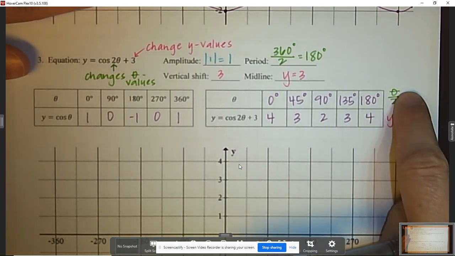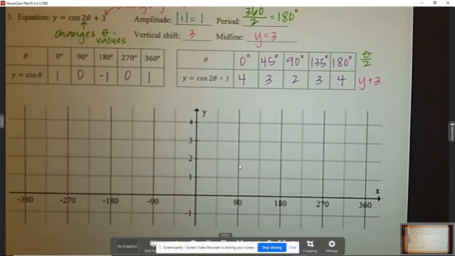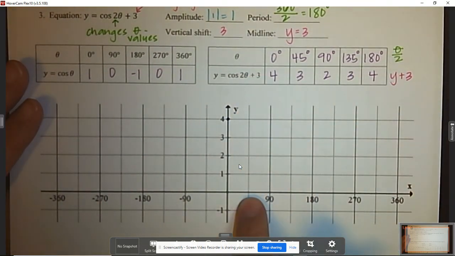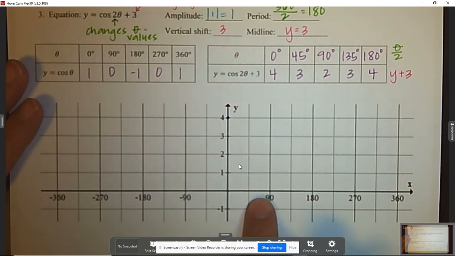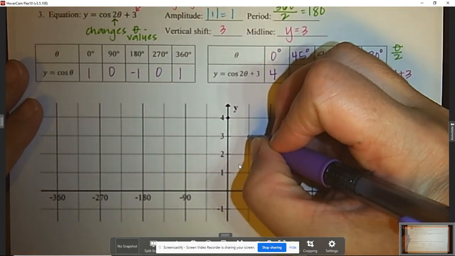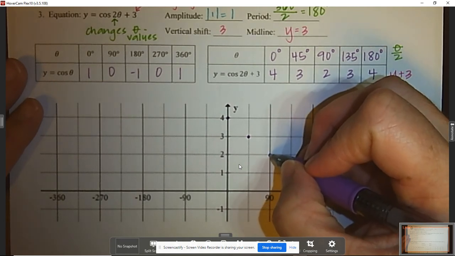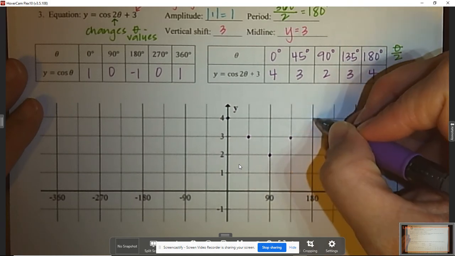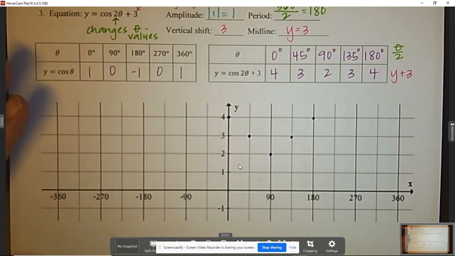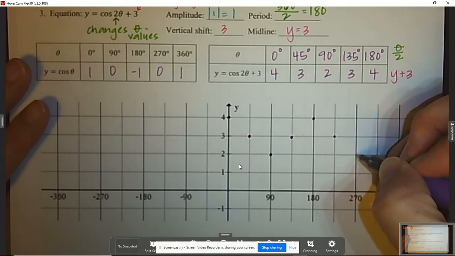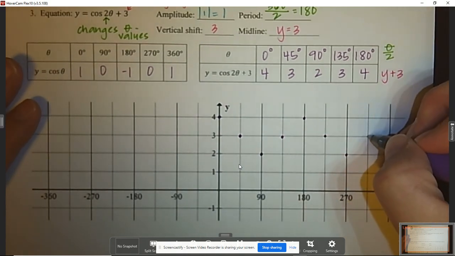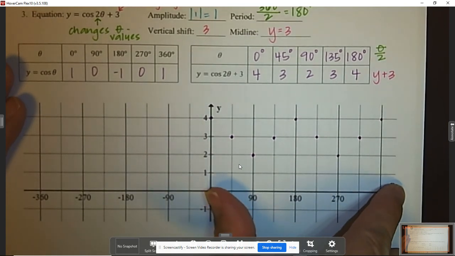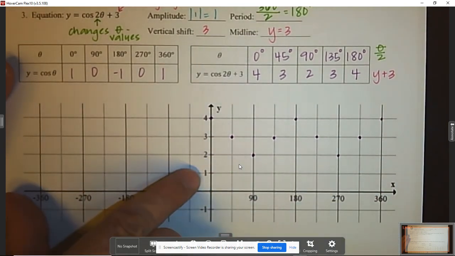Okay, so divide by 2, add 3, and now I have my table values to graph. So I'm at 0, 4. 45, which is right here, is not marked, but we know it's between 0 and 90. So 45 is 3, 90 is 2, 135, which is right here, is 3, and 180 is 4. So you can see that that is squished significantly. So I'm going to do one other cycle of it here. I was able to get 2 cycles just in this chunk of my graph. I can get 2 more over here.